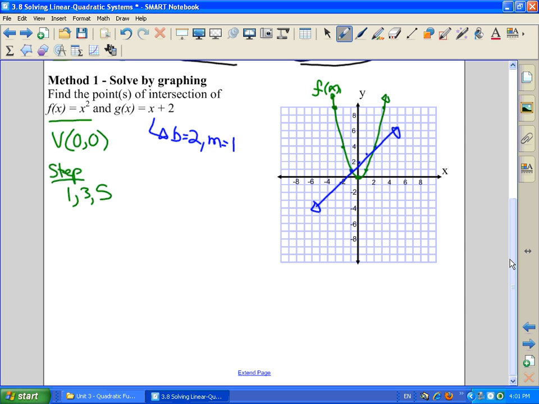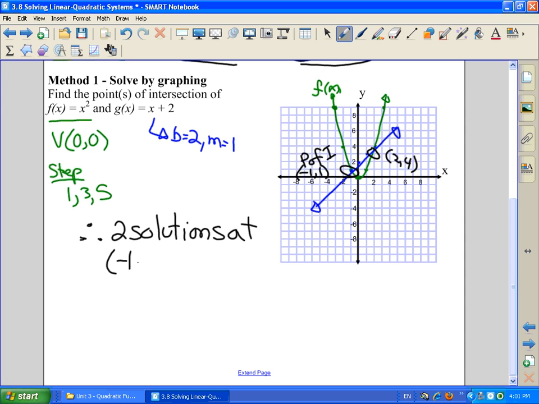Now what we need to do is take a look at the points of intersection here. So on your paper, you write P.O.I. And what do we have? We have two of them. We have one that's at (-1, 1) and one here that's at (2, 4). So then over here you say, therefore, there's two solutions at, and give your ordered pairs, (-1, 1) and (2, 4). That's how you do it graphically.